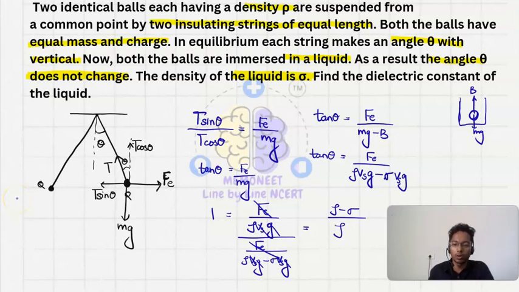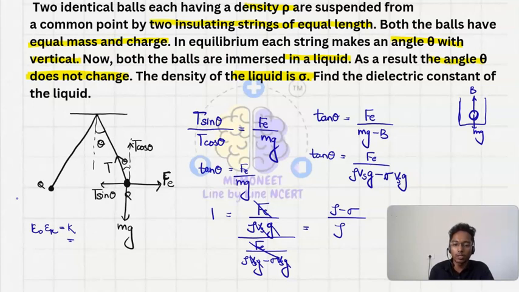One factor I missed out: when this ball is immersed in the liquid, the permittivity will change. So the dielectric constant will also change. In place of epsilon naught, we will write epsilon naught into epsilon r. Now the new permittivity will be epsilon naught into epsilon r.